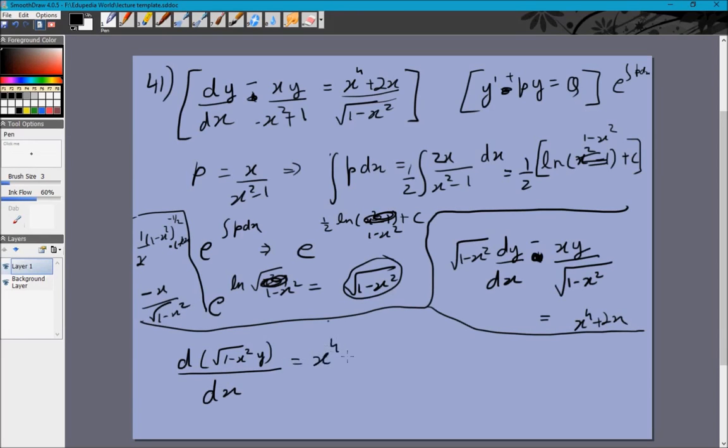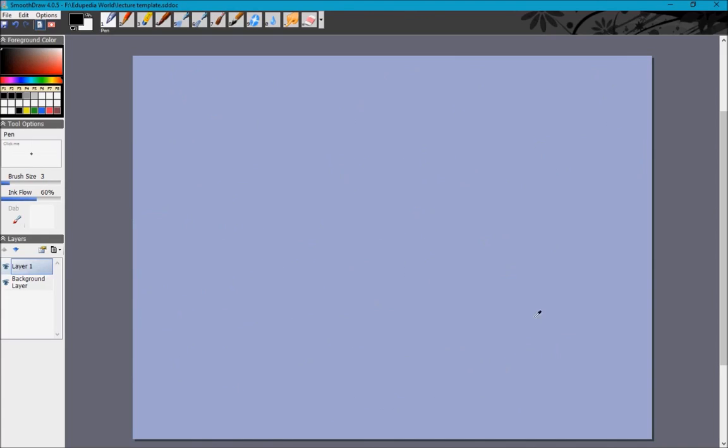This is x to the power 4 plus 2x. What that means is y root 1 minus x squared is equal to x to the power 5 by 5 plus x squared plus c. Right. And we are given that f of 0 is 0. So when you put x is equal to 0 here, you just get y is equal to c, and y is 0 itself. So you get c is equal to 0. Right. So the final equation which we get, I'll just rub all of it now. We are just left with y root 1 minus x squared is equal to this term.